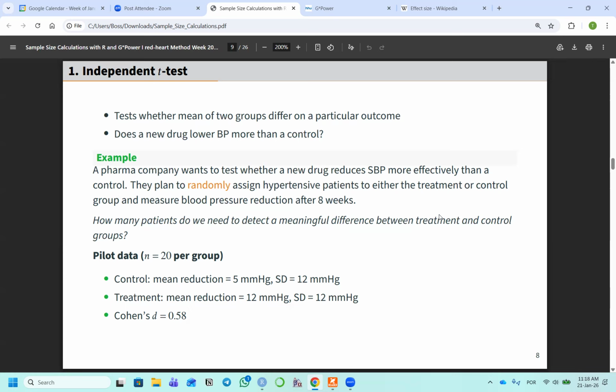From this, I try to calculate the effect size using a standard formula. You can refer to a standard statistics book on how to calculate it, and I finally end up with 0.58. If you see, the treatment mean is 12, which is by far greater than the control mean of 5, so I can think that the treatment drug is doing well. Is it really significant? That is the question I'm trying to test.